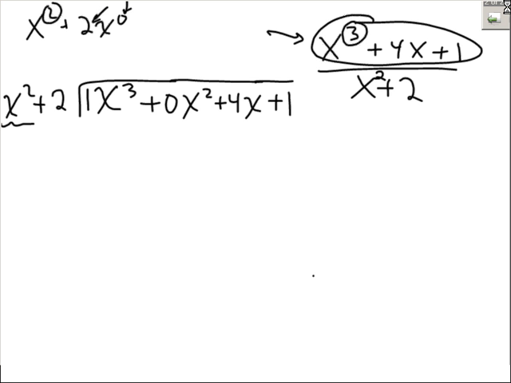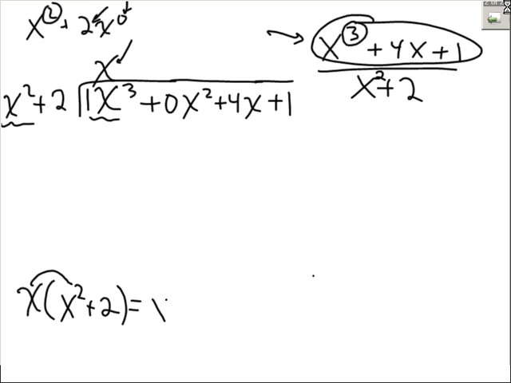What do you multiply x squared by, and that goes there, to get x cubed? The answer is x. If you take x and you multiply it by x squared plus 2, you will get x cubed plus 2x.